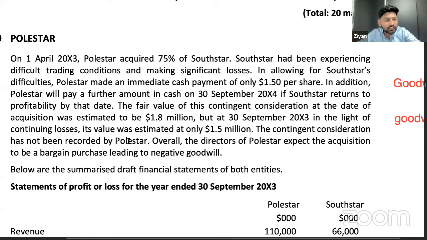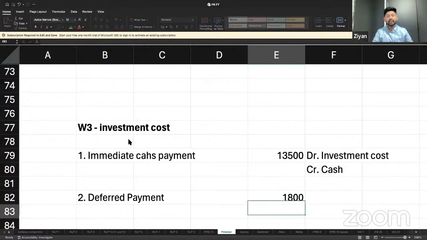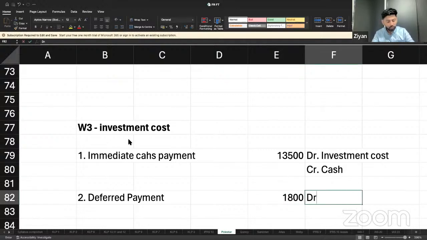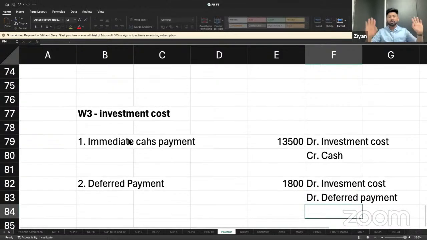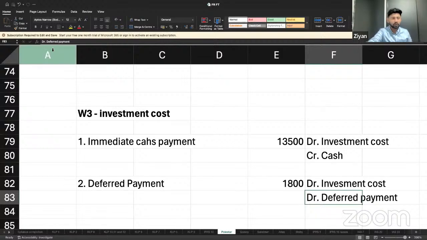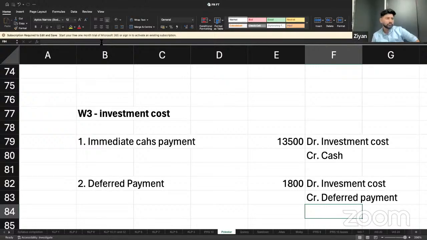The fair value of contingent consideration at the date of acquisition was 1.8 million. You thought you're going to pay how much? 1.8 million is your deferred consideration. 1,800 is your deferred consideration. Meaning you're going to pay. If you're going to pay, what do you do? Debit investment cost, credit liability, deferred payment, correct? Credit, deferred payment. Sorry. There you go, credit, deferred payment. Straightforward.